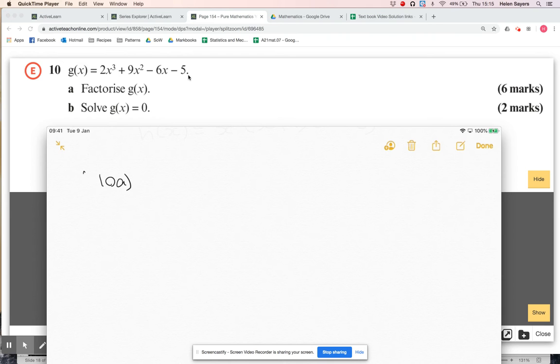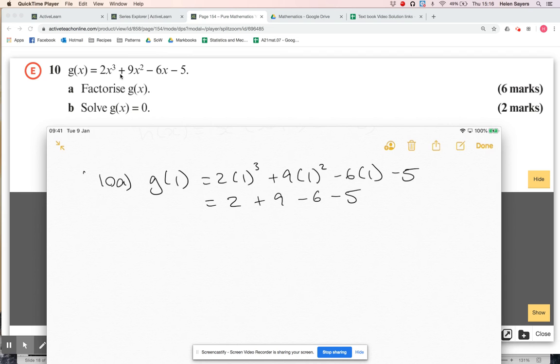So let's try 1. That's probably just the easiest to start with. And actually, you do need to write your working down, but I can see that if I substitute 1 into this, it is going to equal 0. So I do need to show that I've done that. It may not be that you find the correct factor first go. That's fine. You should be able to find a value that when you substitute in, you get 0. So if I substitute 1 in and get 0 out, then x minus 1 is a factor.